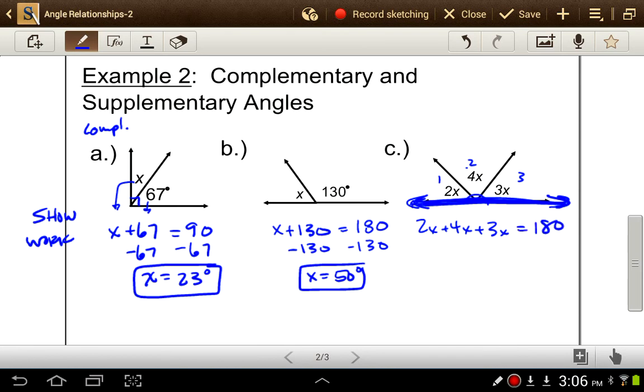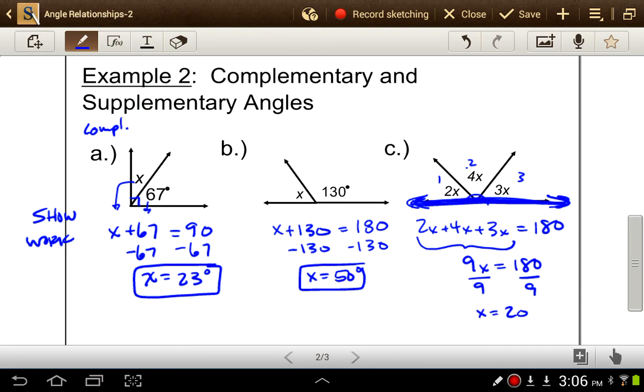Well, now I got to do my simplifying here. I got all my x's, so that's 6x plus 3x, that's 9x equals 180. So to solve this problem, I'm multiplying, so the inverse is to divide. Divide both sides by 9, I get x equals 20. So that means x equals 20.